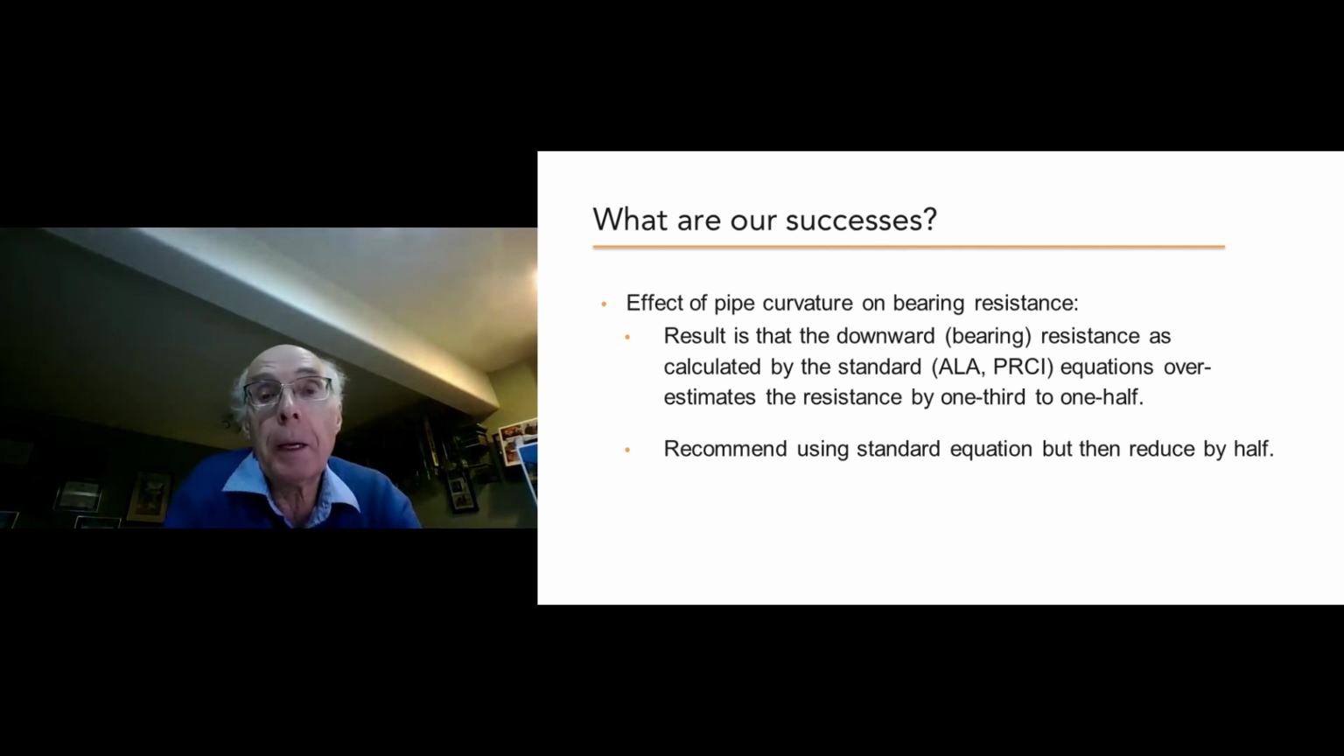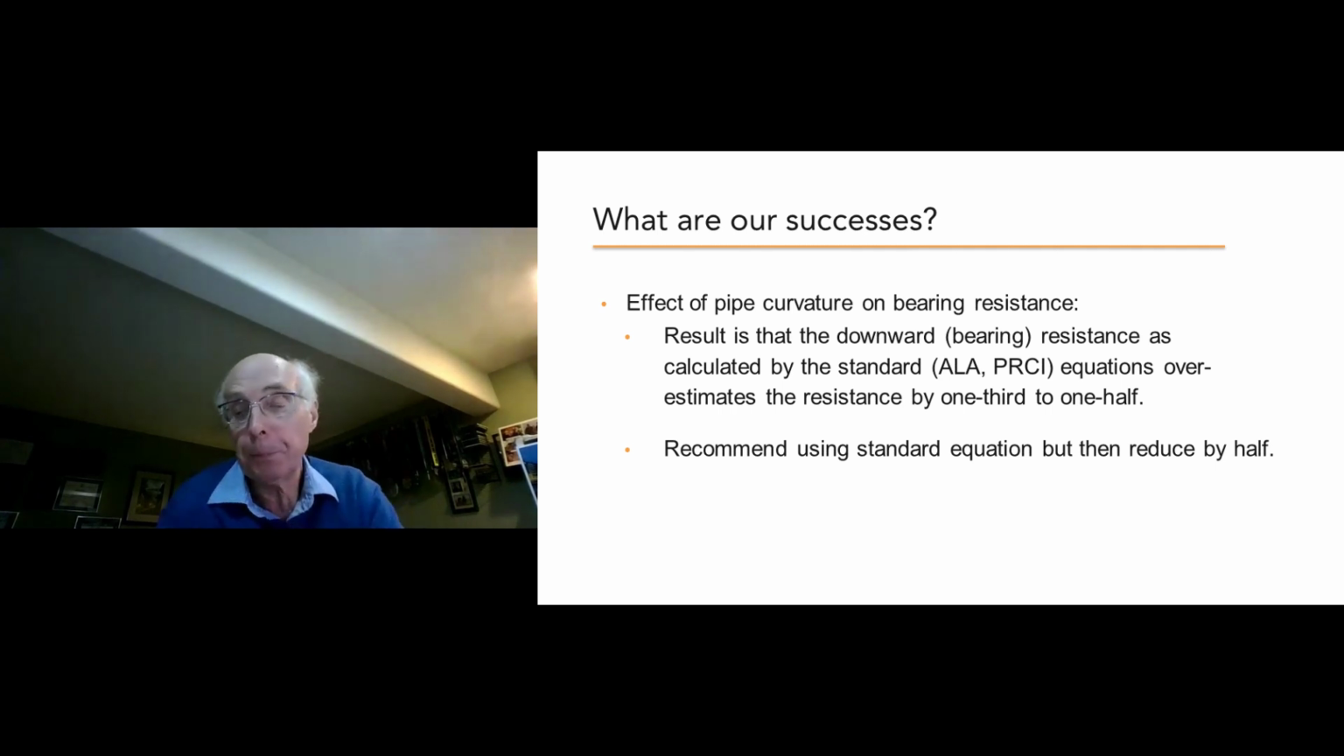This result of a lower bearing resistance, when you're using the standard equations in ALA or PRCI documents, overestimates the bearing resistance of the pipeline and the soil by about 1/3 to 1/2. So the recommendation now, based on the Canadian Geotechnical Journal article of 2016, is to use the standard equations that are in these documents, such as ALA, but then divide by about half so that it has a more accurate representation. And that accounts then for the progressive failure.